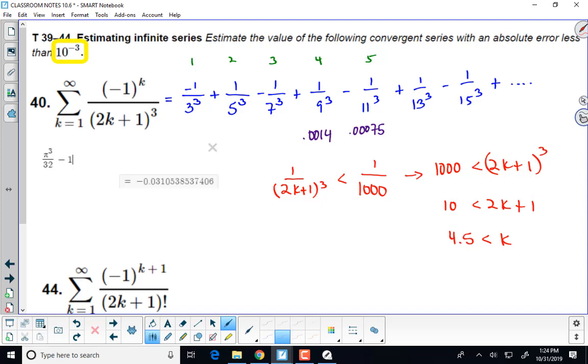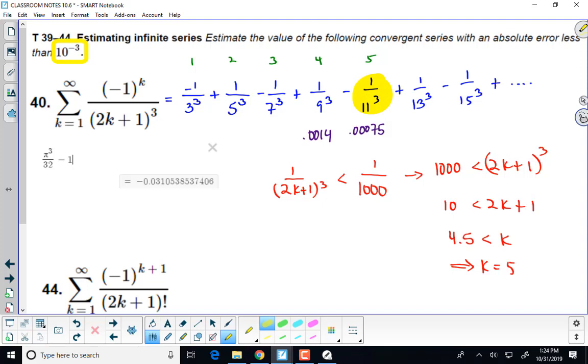So the first k value for which that's true is k equals 5. So that implies k is 5. Oh, so we come out here and look. There's k equals 1, 2, 3, 4, 5 right there. We're ignoring the minus sign.